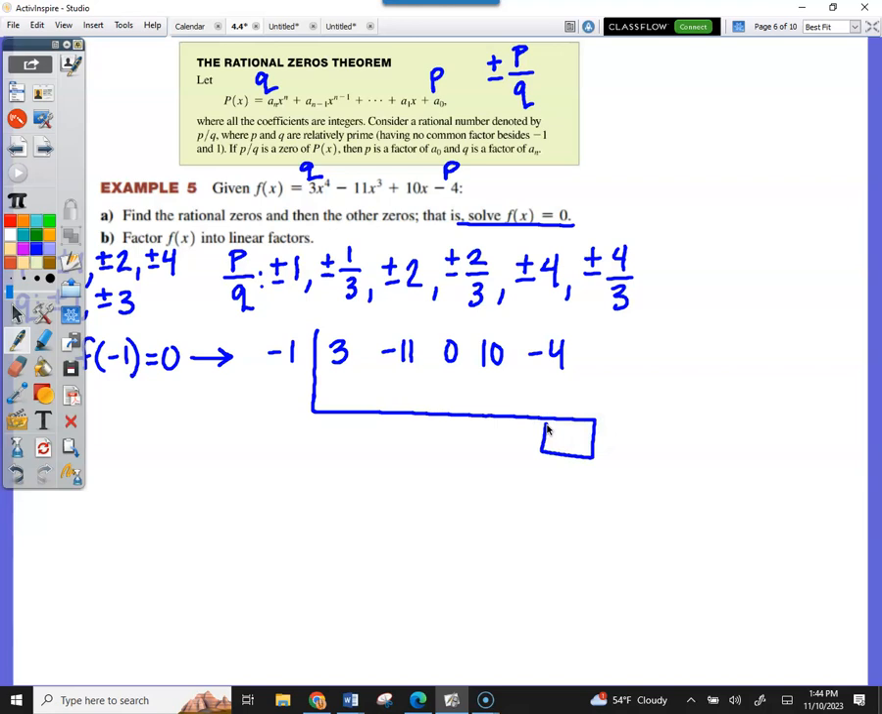Alright, if you remember the synthetic division, bring the arrow down and then start multiplying. I did something wrong. Now remember, when you plugged that negative 1 in and you got 0, that is already letting you know that you should have a remainder of 0.